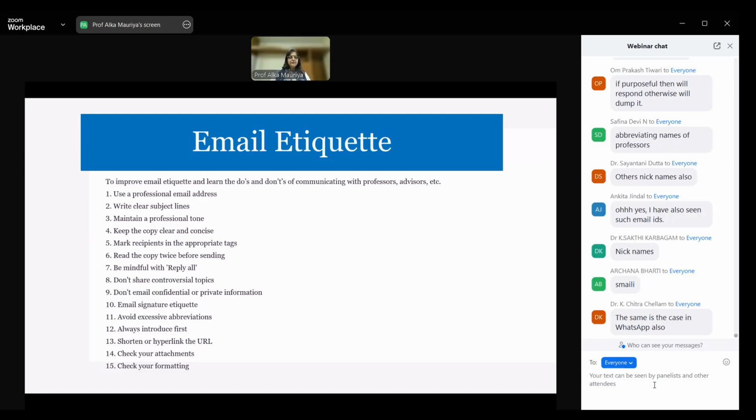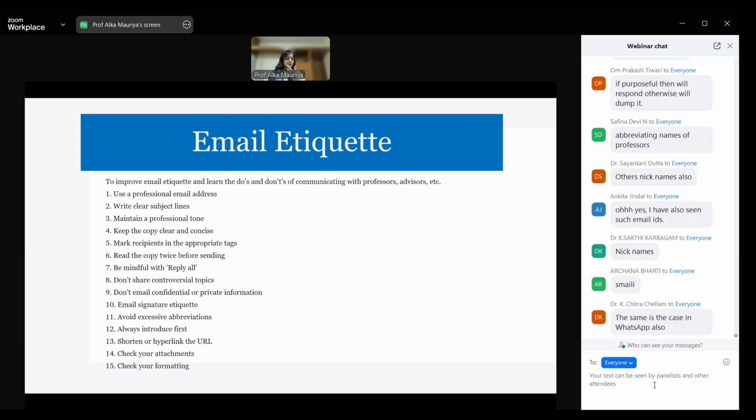So you should be very mindful about in what scenario you should send the mail to all the recipients, or it is just professional to send it to one person. Don't share controversial topics. Don't email confidential information. Email signature etiquette is also very important. We have this provision wherein we can create our own signature. Normally, we have the tendency of writing our full designation, name, address, and also our social media links, LinkedIn, X, and so on. As academicians, we also write about our Scopus ID and so on.